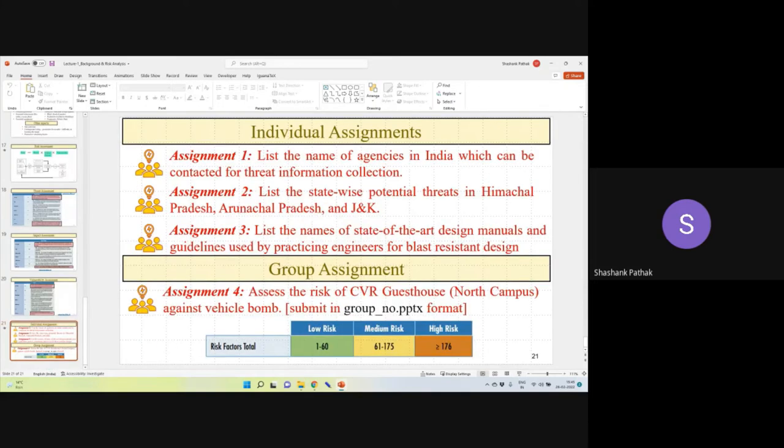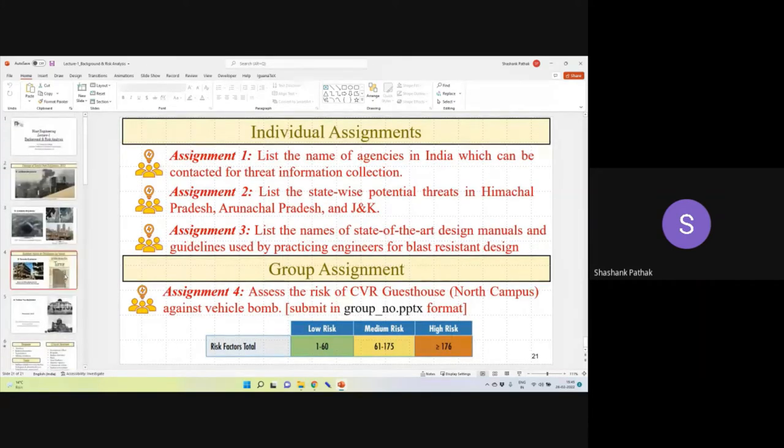That was the first lecture. Any questions I can quickly take, or otherwise I can start with the second lecture. Please let me know. Sir, in this group assignment, are we all in one group, or how many groups, sir?